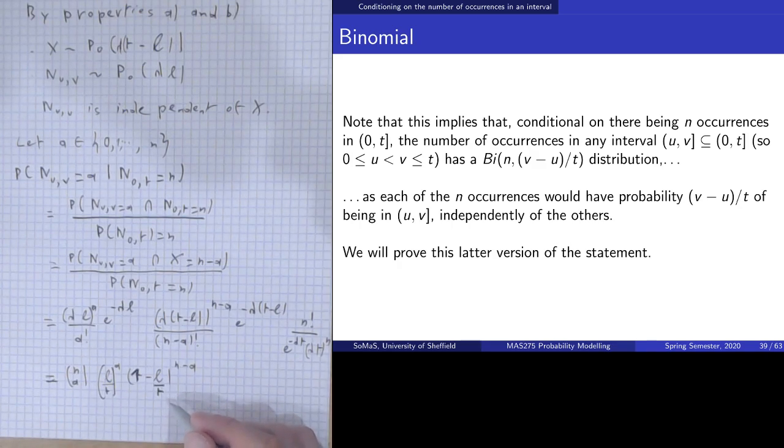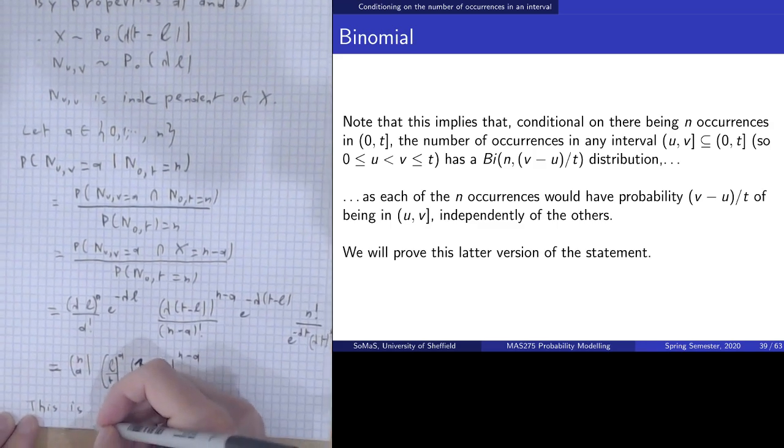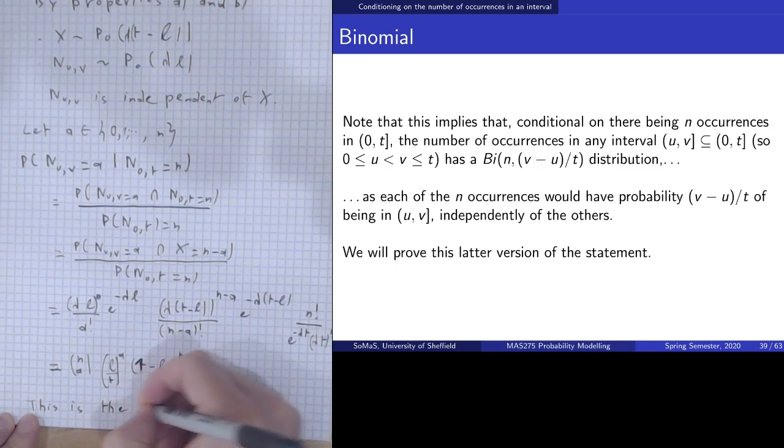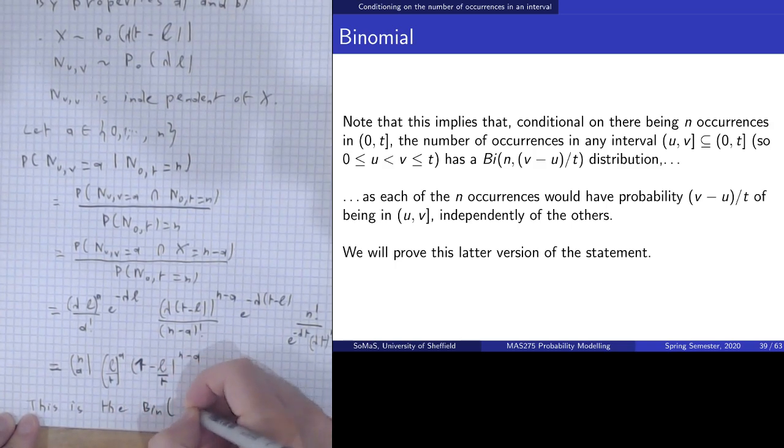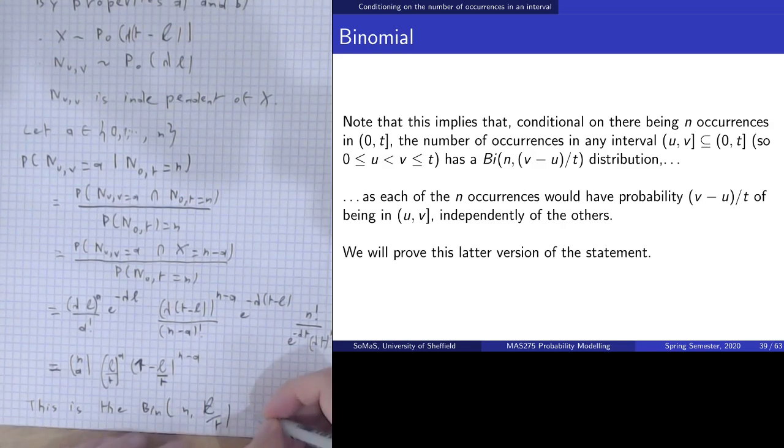And of course, this is exactly what we want. This is what we want, the binomial distribution with parameters n and L over t. Excellent. That's what we wanted.